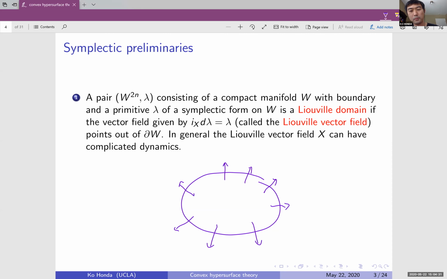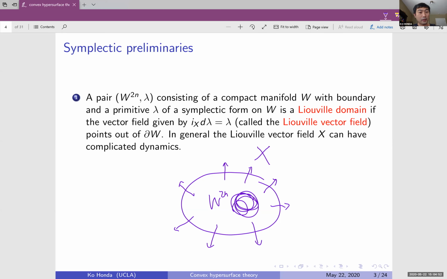So this is W, 2n, and X points out. And in general, the dynamics could be super complicated. It could do all sorts of things. It could have orbits, you could have things that are coming back and being sort of chaotic looking.